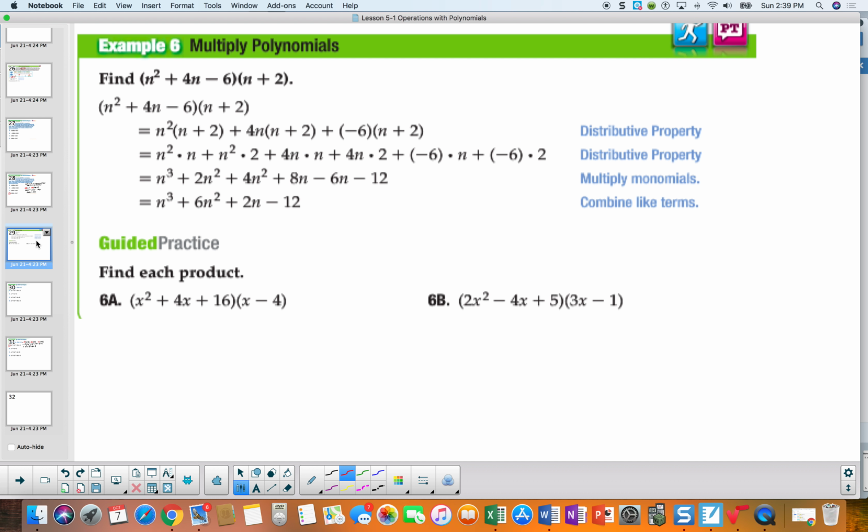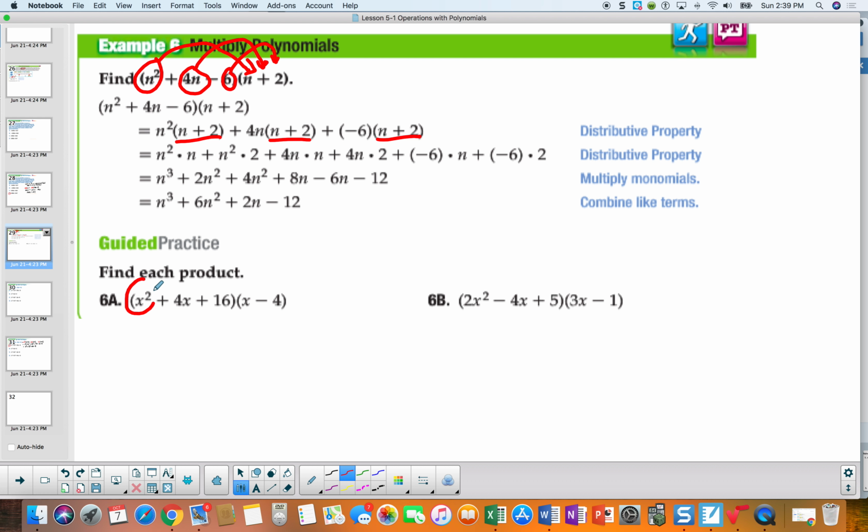Let's take a look at multiplying polynomials. When we multiply polynomials, what we're going to do is we're going to take this term and we're going to multiply it to that whole binomial, and then we're going to do the same thing here, multiply it to the whole binomial, and here, and that's what's happening. Each term gets multiplied to the whole binomial, and then we distribute again. So let's take a look at what that would look like.